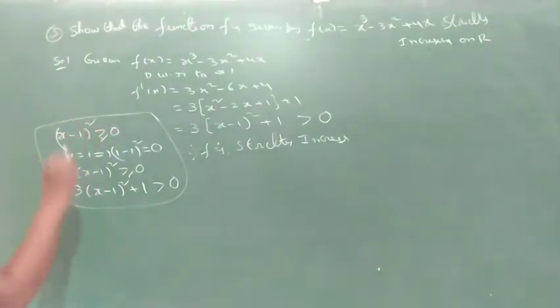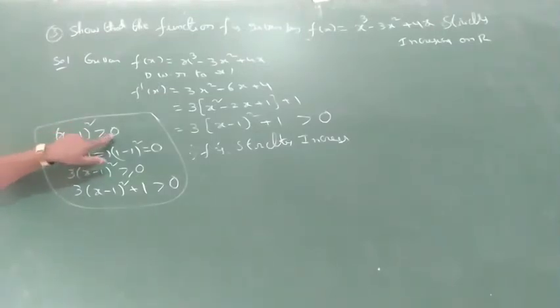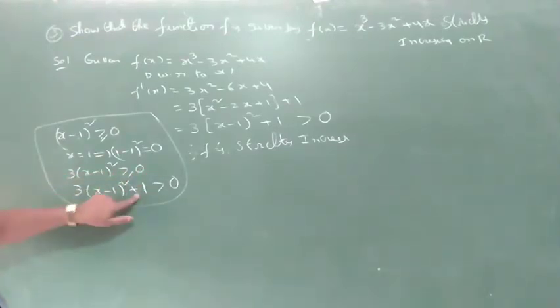X minus 1 whole square is greater than or equal to 0. A square is always positive, meaning greater than 0. So take x is equal to 1: 1 minus 1 whole square is 0 square, equal to 0 also. So 3 into 0 is 0, which is greater than or equal to 0, plus 1, 0 plus 1 is equal to 1, so it is greater than 0. This is one. Okay.